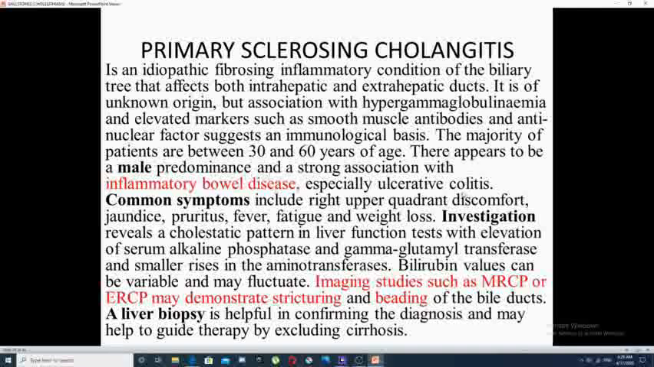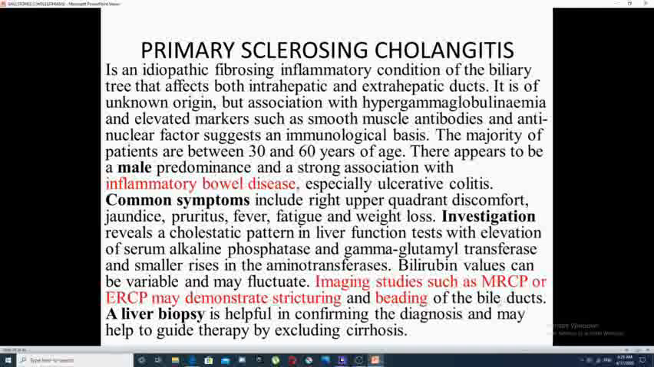Common symptoms include right upper quadrant discomfort, jaundice, which is obstructive in type and associated with pruritus, fever, fatigue, and weight loss. The investigation will reveal the obstructive pattern of liver function test, with elevation of serum alkaline phosphatase and gamma glutamyl transferase, and a rise in aminotransferase. Bilirubin values can be variable and may fluctuate.